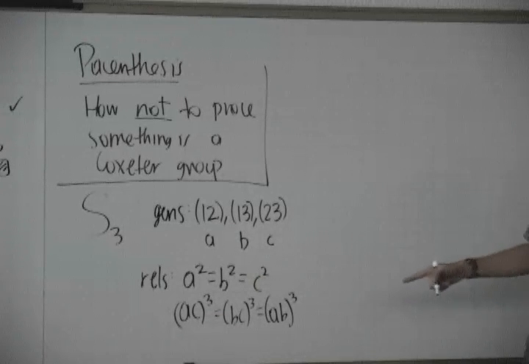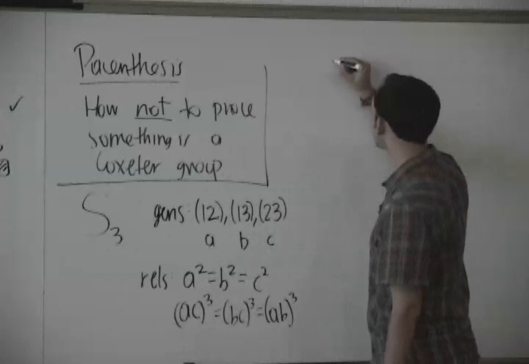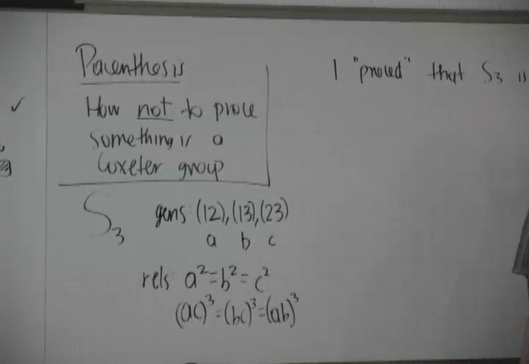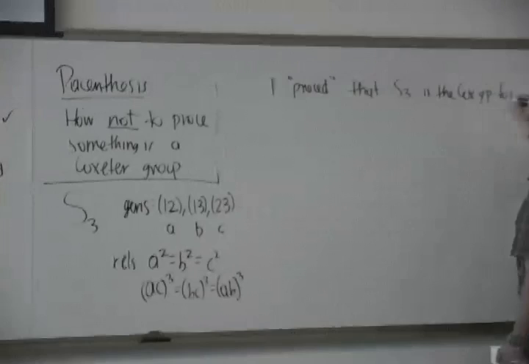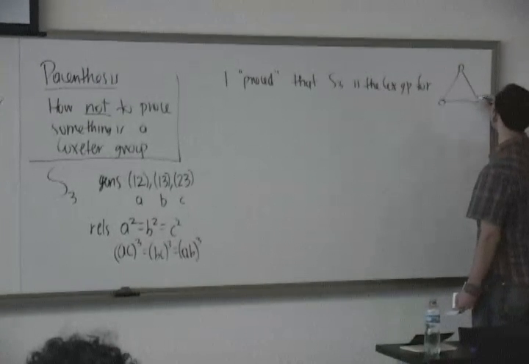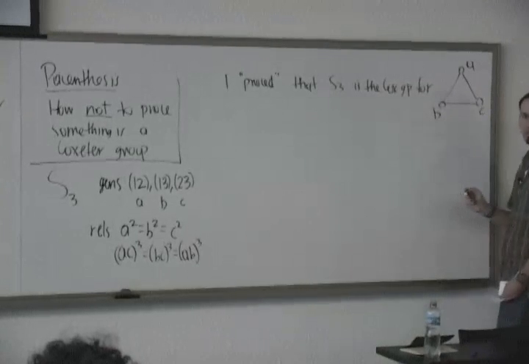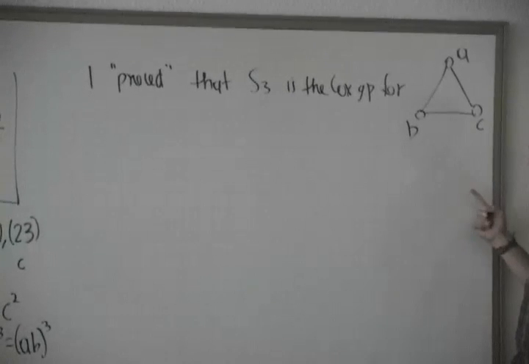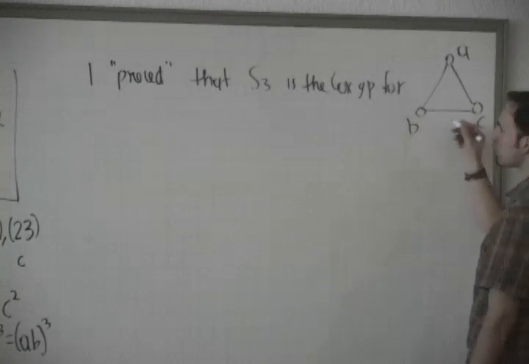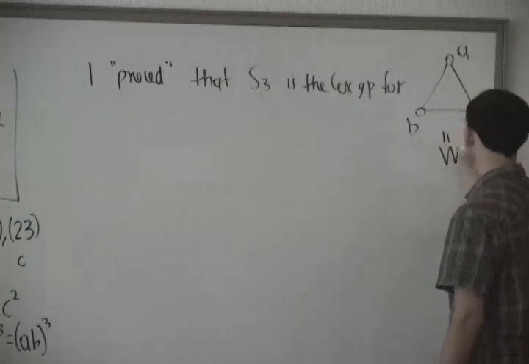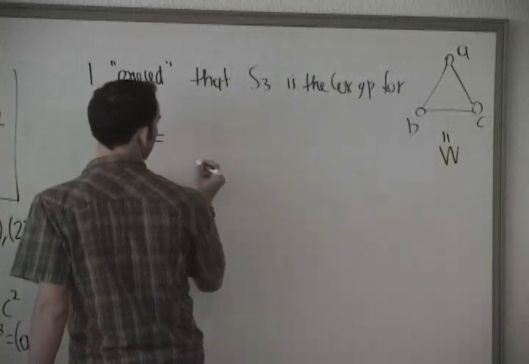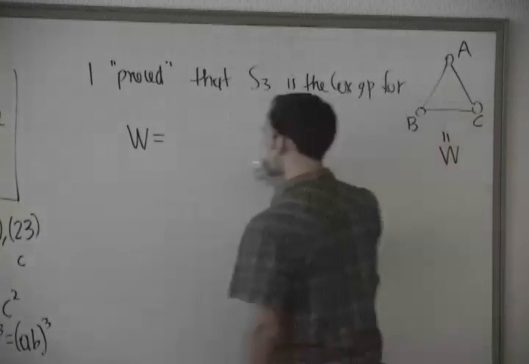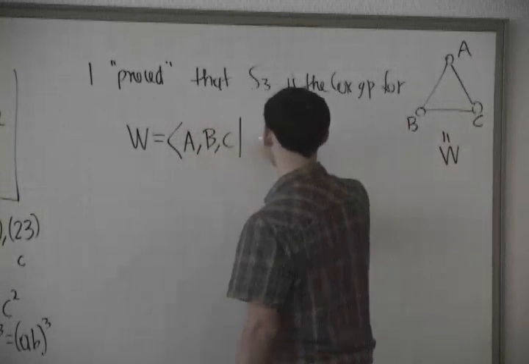It's a subtle but a very important thing. What I supposedly proved here is that S3 is the Coxeter group for this Coxeter diagram. A 3 here, a 3 here, a 3 here. But what's the issue here? The issue here is that what is this group? Let's call this group W. Well, W, let me actually just change the names here so that we don't get confused with the notation. So W is generated by A, B, and C. It satisfies the same relations.